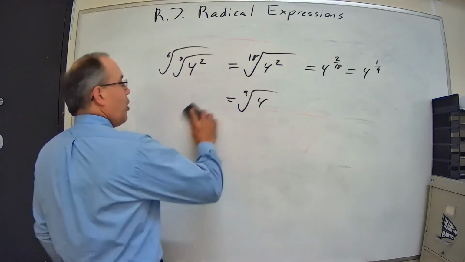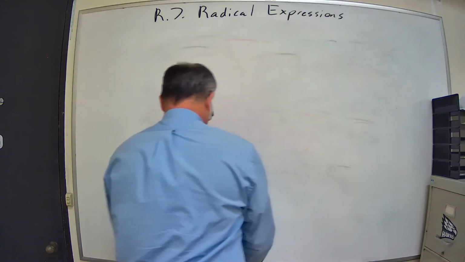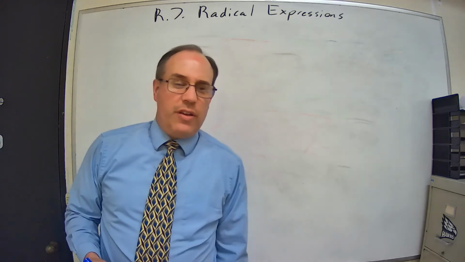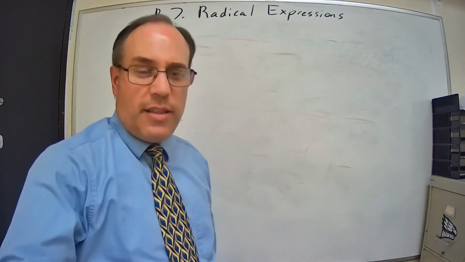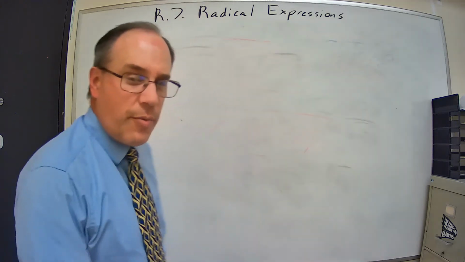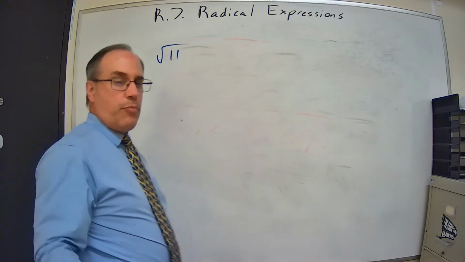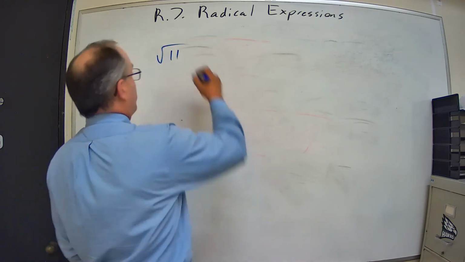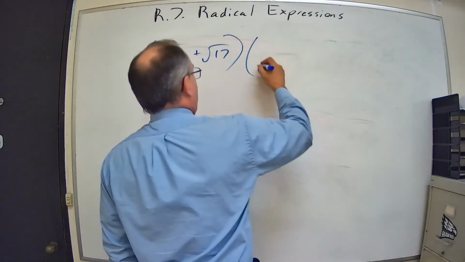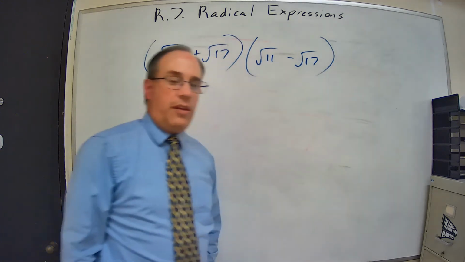Now let's look at multiplying radical expressions. Okay, so what if we have, let's say, I'm just trying to see, I have something written here and I want to make sure I put it down right. Let's say we have the square root of 11 plus the square root of 17 times the square root of 11 minus the square root of 17.